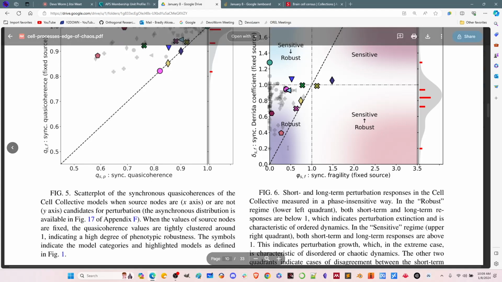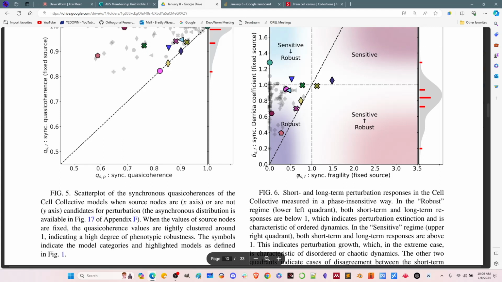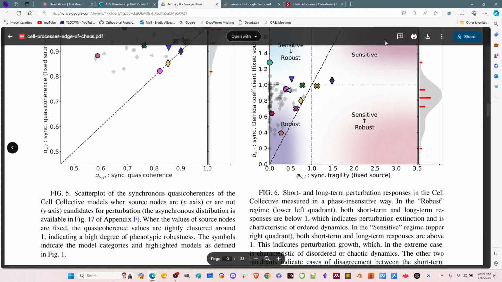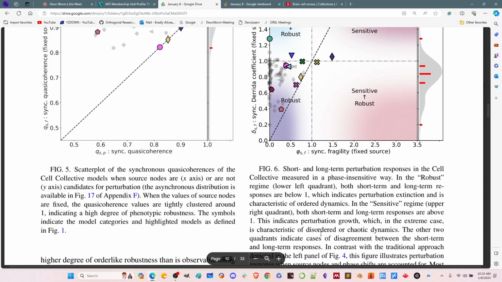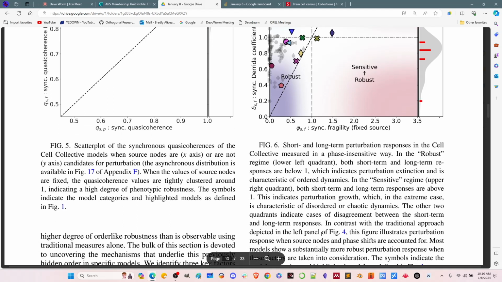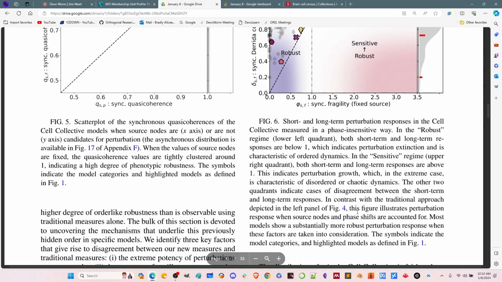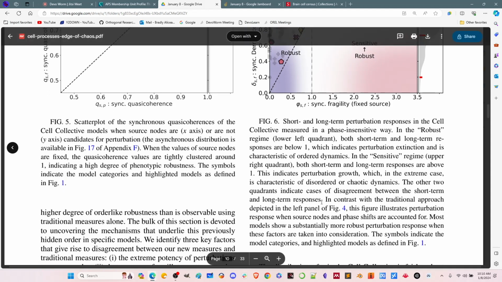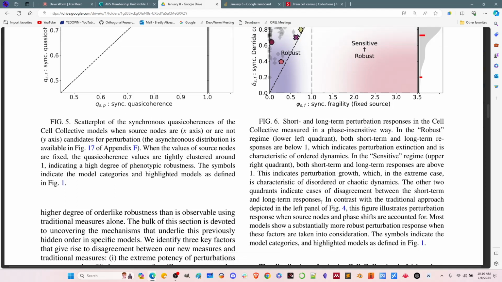So this is sort of the ordered regime. It's robust, but it's ordered. In the sensitive regime, which is up here in the upper right, both short-term and long-term responses are above 1. This indicates perturbation growth, which means that it propagates throughout the system. The perturbation dominates, and you get maybe chaotic dynamics. And then the other two quadrants indicate cases of disagreement between the short-term and long-term responses. So this is where they're competing, and there's this phase transition between the two that you could characterize.